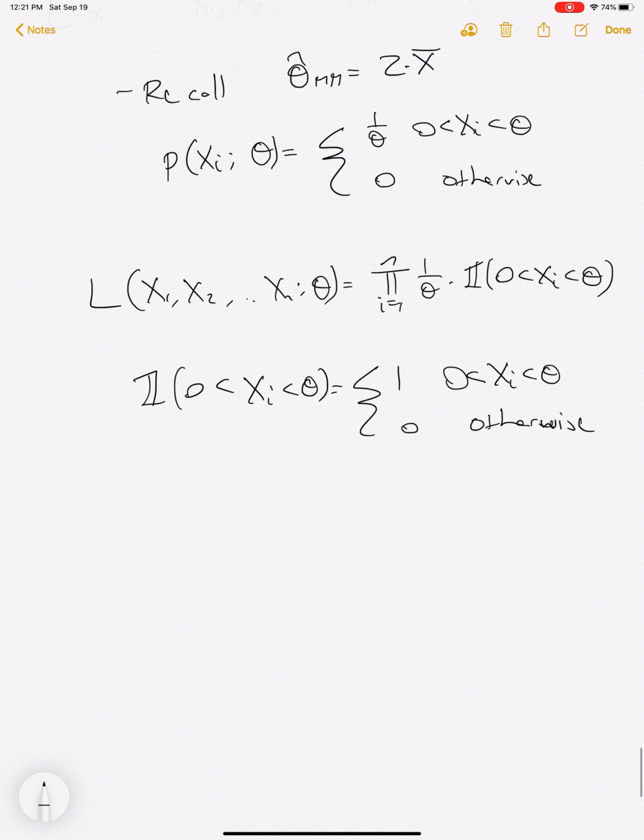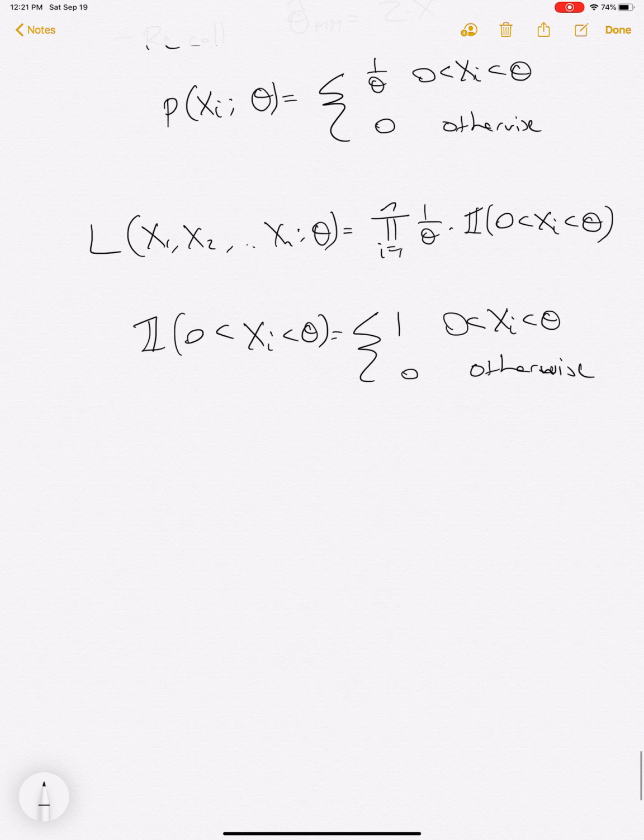So we've got this indicator function. The thing to note here is that the range of xi depends on theta. That's why we have to be so careful here. This is something to think about a little and get your head around.